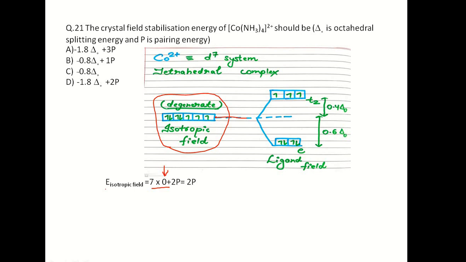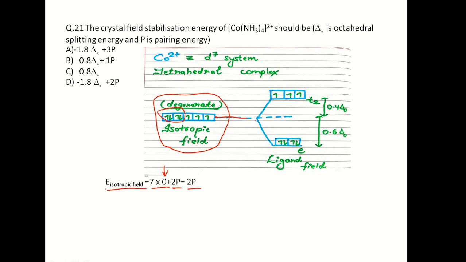So I am multiplying this number 7, that is the number of electrons, with 0, and since here are two pairs of electrons, the energy associated with each pair is capital P, as given in the question. So the pairing energy here will be 2P due to two pairs of electrons. So the energy in isotropic field will be 2P.